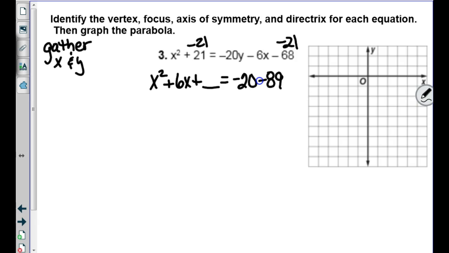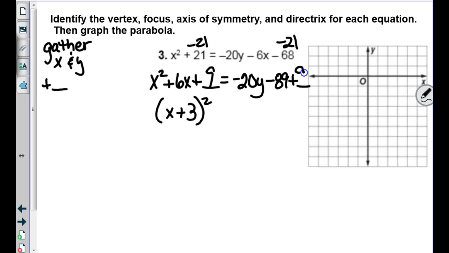Did I do that right, guys? Oh, thank you. Yeah, this is negative 20y. That will make it very confusing. So that's negative 20y, and then all the constants are over here, a negative 89, but we're still going to have a blank. So we gathered our x's and y's, and I went ahead and put some blanks in. So this quantity, anybody? Squared, we get 9. So over here we have negative 20y minus 80.